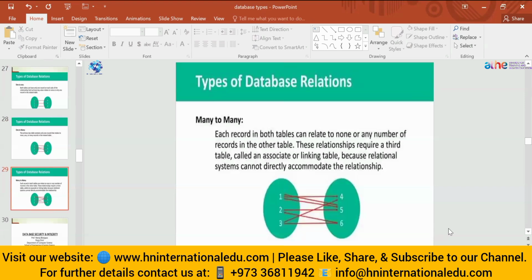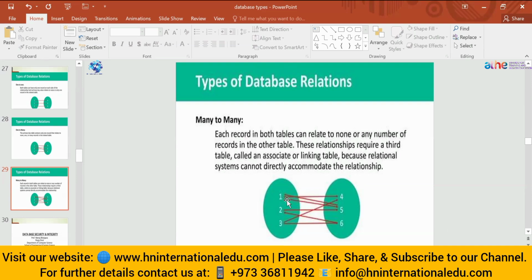Then we have many to many. Again, each record in both tables can relate to none or any number of records in the other table. This relationship requires a third table called an associate or linking table, because a relational system cannot directly accommodate many to many. As you have seen, one to one or one to many doesn't need any extra table or extra work.